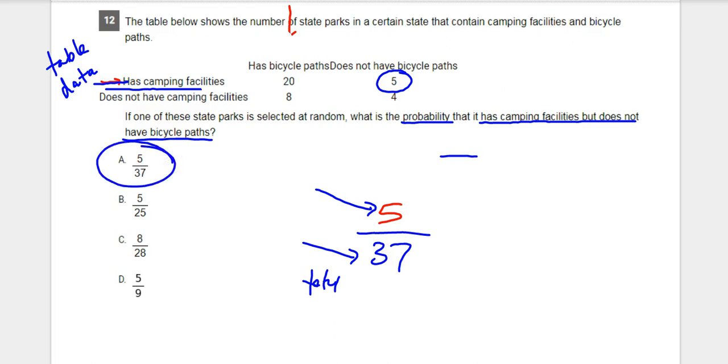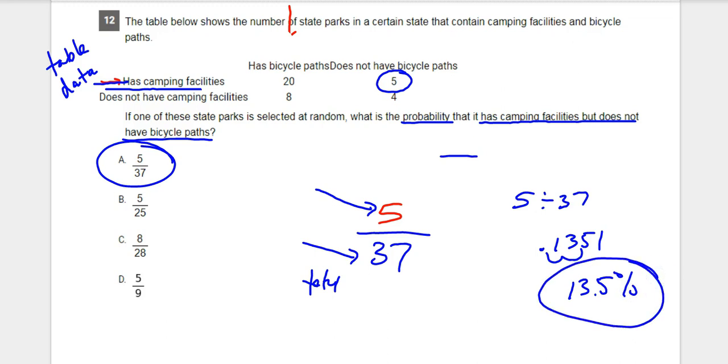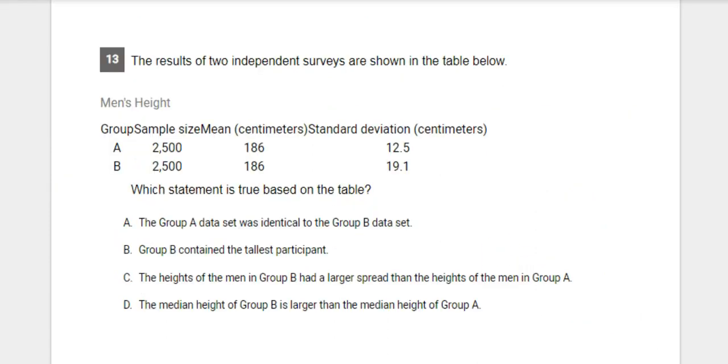If this was a percent question, just kind of showing you that, if it was, you would divide these two numbers out and go 5 divided by 37, and you would get 0.1351, aka about 13.5%. All right, so they may ask you probability as a fraction, they may ask you probability as a percent, but be sure that you can do either one. All right, number 13.